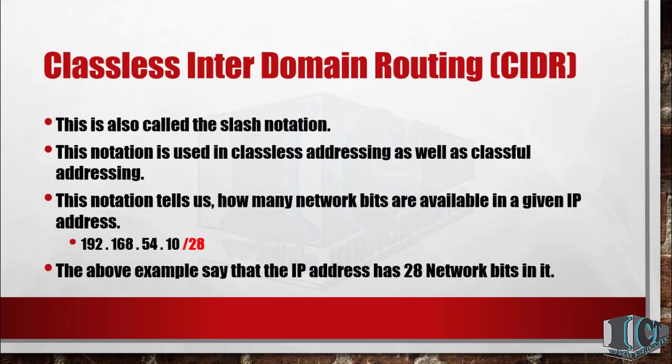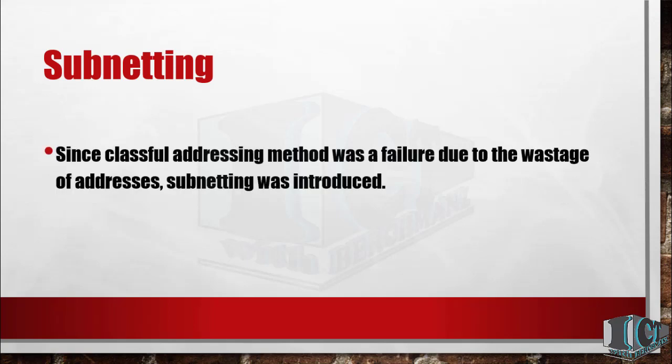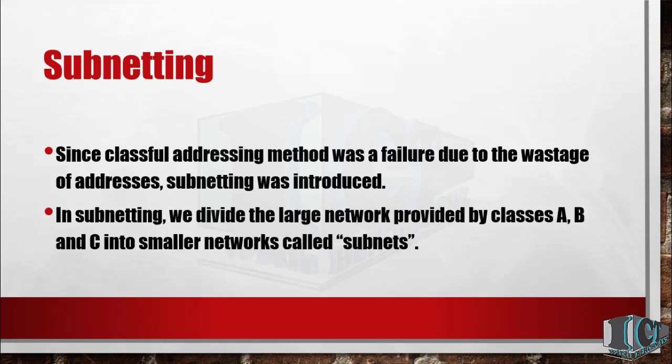in classless addressing. Now we are moving on to our main topic for today, that is subnetting. Since the classful addressing method was a failure due to the wastage of addresses, subnetting was introduced. So in subnetting, what we do is we divide the large network provided by the classes A, B, C into smaller networks called subnets. We'll see how this happens.